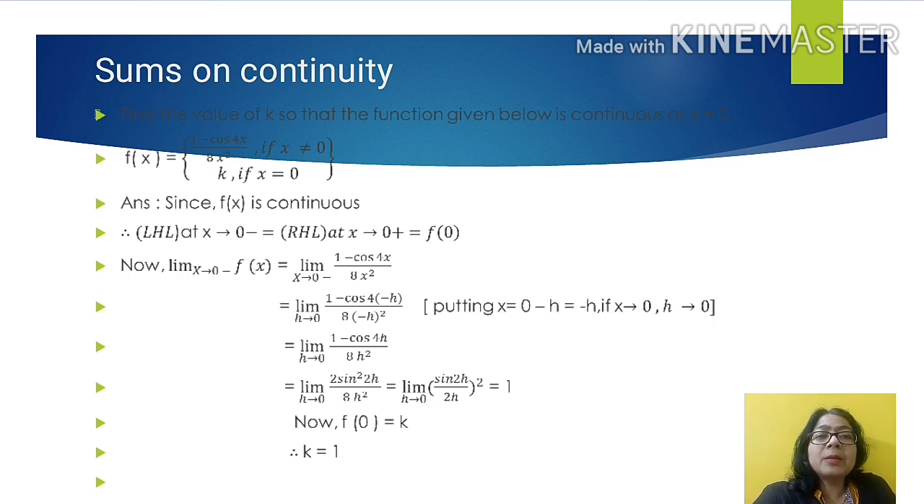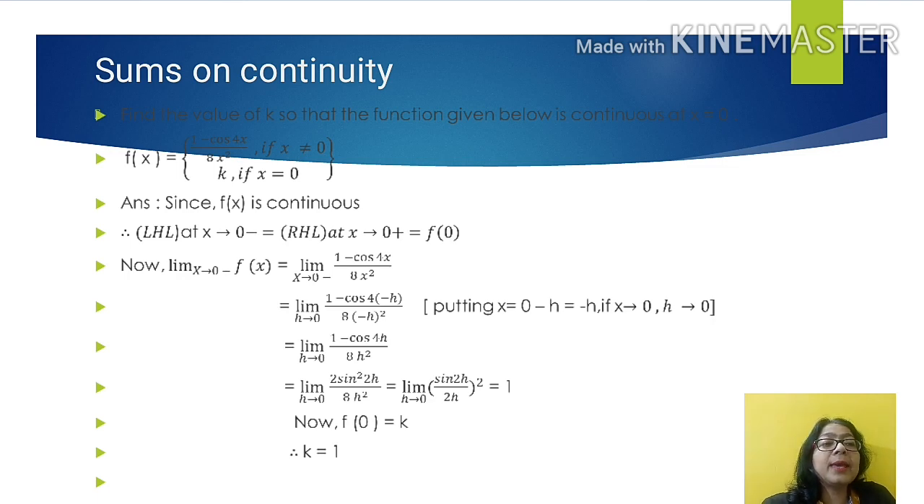So first the left hand limit, limit x tends to 0 minus f(x). What I have done here, just check it. Directly also you can do, or we can put it here in place of x tends to 0. So here we have written 0 minus h for the left hand limit. For the right hand limit, 0 plus h we have to put. So 0 minus h is minus h. If x tends to 0, h also tends to 0. So we can write h tends to 0 in place of x tends to 0.